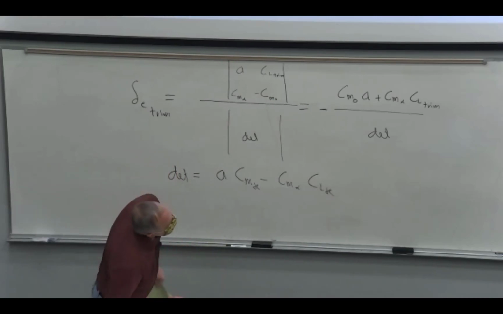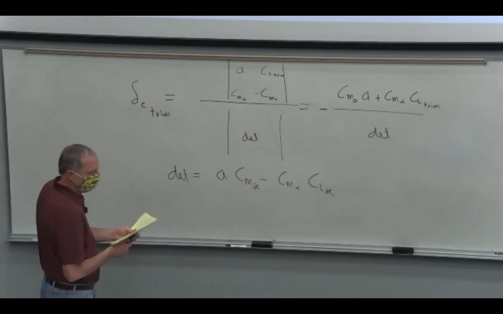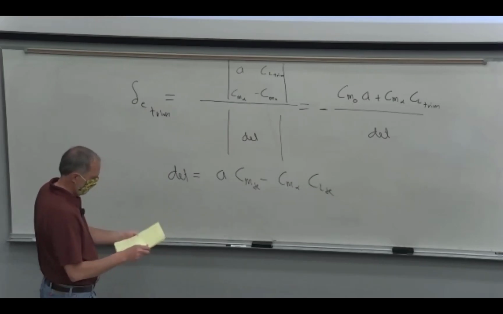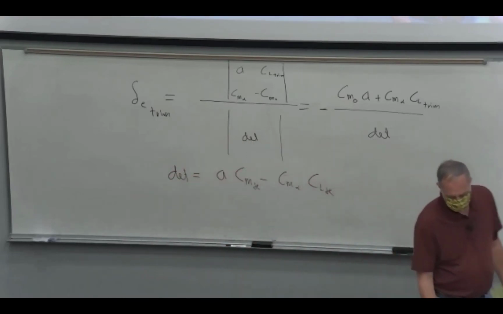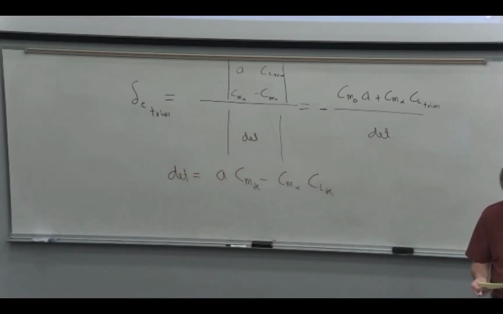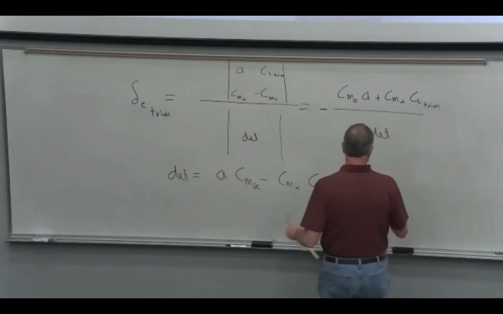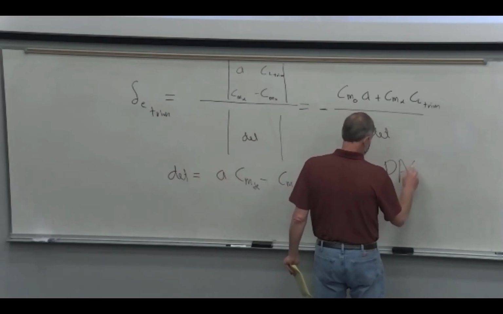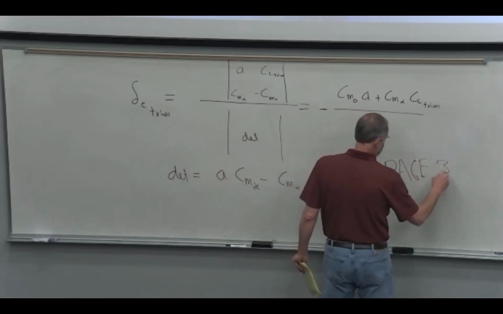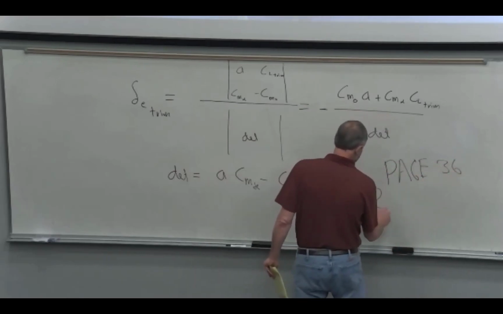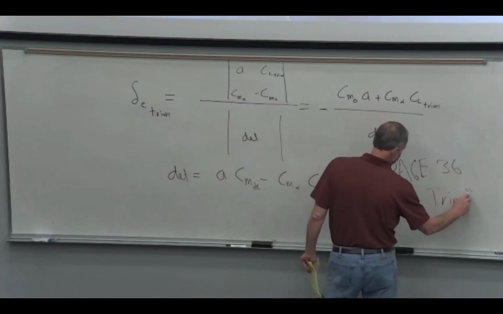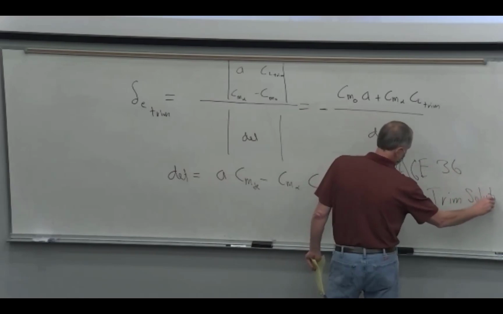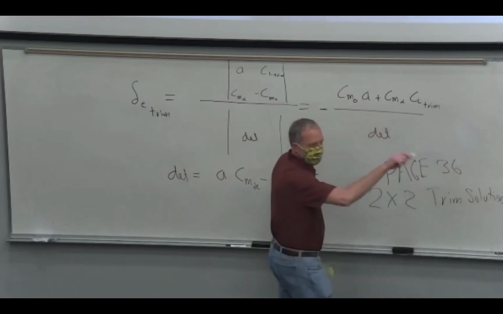So we do have a few minutes left. We're going to get started on an example. We won't finish it, but let's get started on it. By the way, these formulas are in your book on page 36. And I will often refer to this as the 2x2 trim solution, because it's a 2x2 matrix.